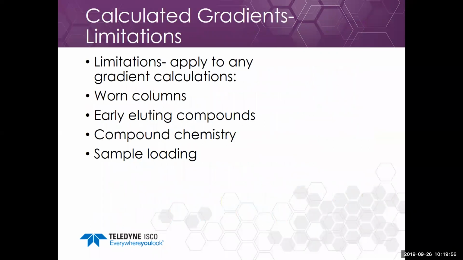Calculated gradients, whether it's the time on target algorithm or any of the other algorithms, have some limitations. You need matching columns, and that includes if one column is worn out, the retention time is going to be different on that column because it's really not quite the same column. For example, on C18, based on silica, sometimes the C18 gets worn away, and so you have a column that's partly silica gel, partly C18. The column isn't exactly matching the analytical or prep, depending on which column is worn out.